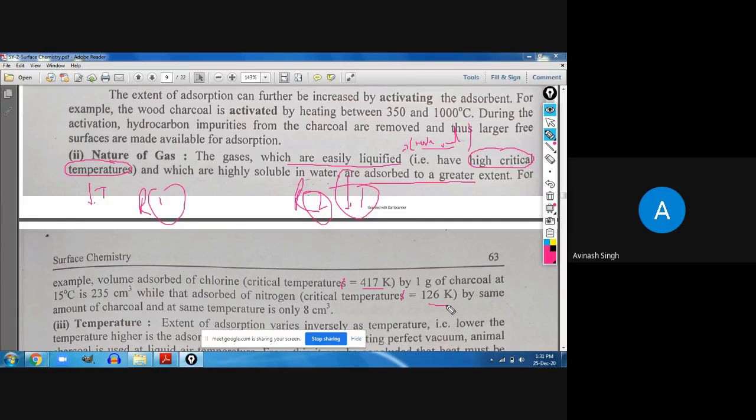Now look, if you take 1 gram of charcoal, it can adsorb 235 cubic centimeters of chlorine. However, the same amount of charcoal at the same temperature can adsorb how much? 8 cubic centimeters. Is this clear? Yes sir. Okay.